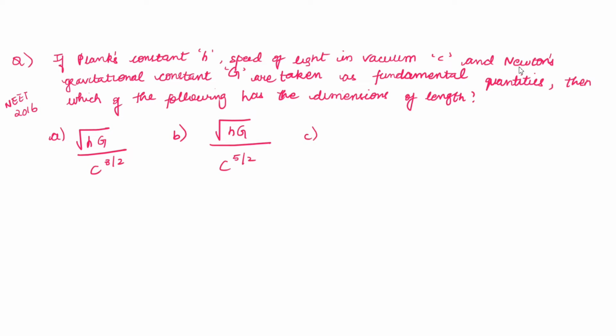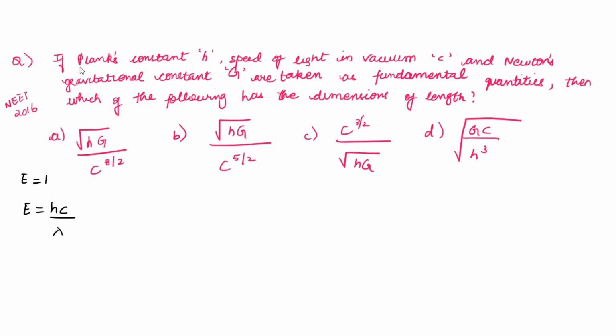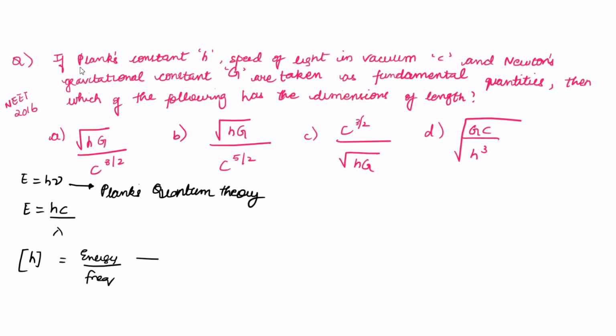Four options are given. The very first term given in the question is Planck's constant. We would know the well-known formula E is equal to h nu from Planck's quantum theory. From this we can find the dimensions of h, Planck's constant. So h is nothing but energy by frequency. For energy we know the dimensional formula is ML^2T^-2, and frequency is nothing but the inverse of time, so divided by T^-1. So what do we get? We get ML^2T^-1 as the dimensional formula of h.